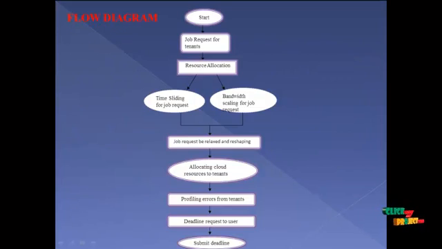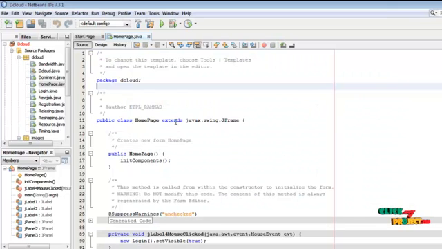Flow of the project: let's start the process and request a job for a tenant, allocate the resources for the job, and find the time sliding for the job request and also find the bandwidth scaling for the job. The job would be relaxed and reshaped for the users, allocating the cloud resources to the tenants and compiling the error for the tenants, the deadline request to the users, and submit deadline.